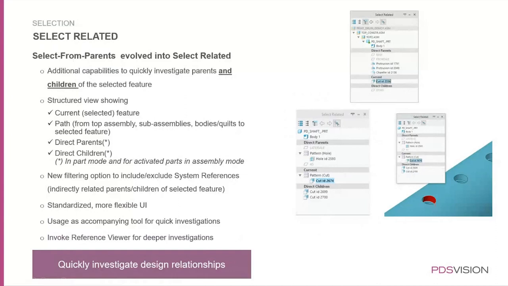So this gives you the capability to investigate design feature relationships. What is affected if I change this one? As you can see, you can have this as a floating window, but you can also have it in the model tree. So you can have a model tree and a select related tree side by side or on top of each other. That gives you a very nice idea about what's happening in there.